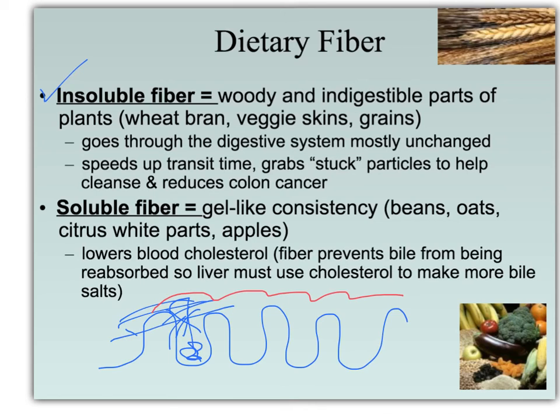And then another type of fiber is soluble fiber, and this is the stuff that has a little bit more of a jelly consistency. So beans, oats, the white parts of citrus. So when you eat an orange, you know that white stemmy, peely thing that's on the outside of it. Apples are considered soluble fiber. And that helps to lower your blood cholesterol because it stops your liver from using too much cholesterol. So it's really a good thing to do. A lot of people that have cholesterol issues are told to increase their soluble fiber.